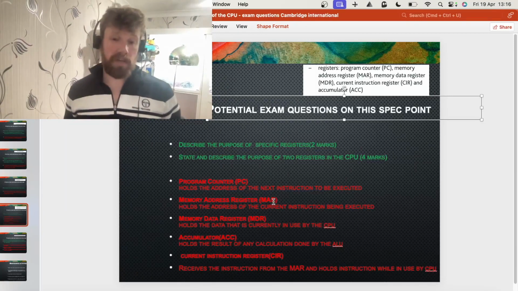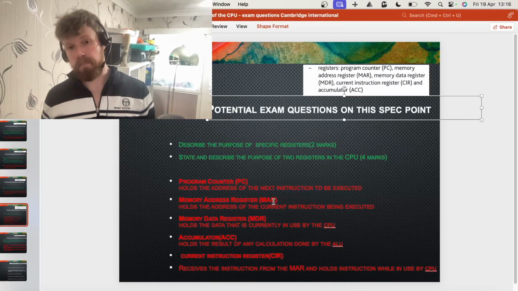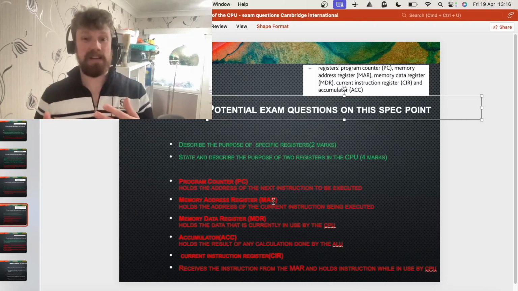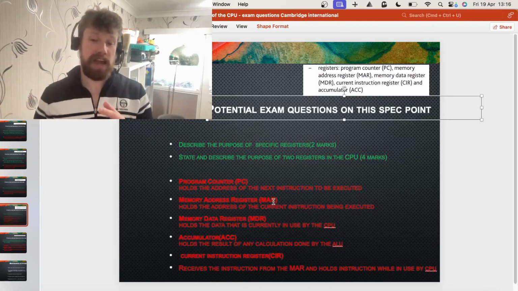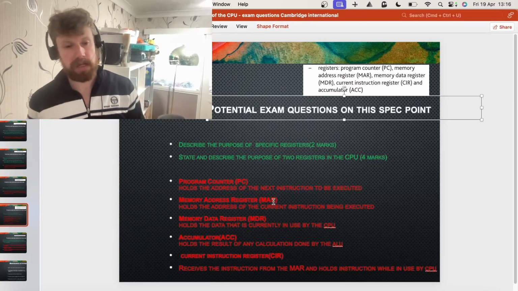The accumulator is a bit different. If you think of what accumulator actually means, to accumulate means to build up. That's like adding, and then link that to what does the adding: the ALU. So it stores the result of any calculations done by the ALU.